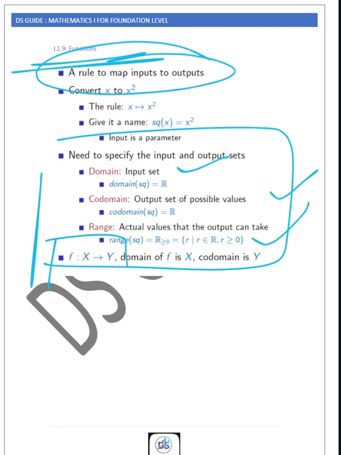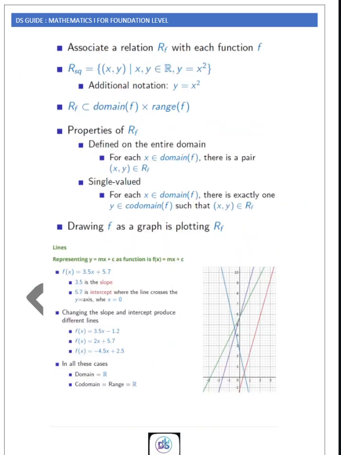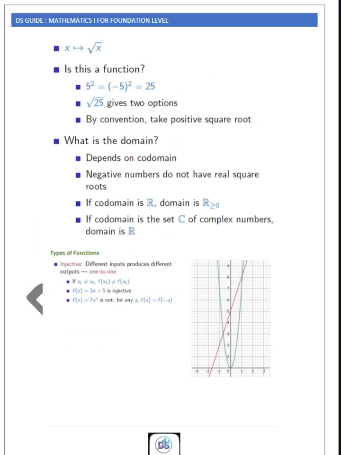How do you define the function? It is defined like this. If I say that f is defined from X to Y, that means X will be the domain and Y will be the codomain. Now a line is represented by y equals mx plus c, where m is the slope and c is the intercept. So if I write f(x) = 3.5x + 5.7, that means 3.5 is the slope and 5.7 is the intercept. And how do we get the intercept? It is the point where the line crosses the y-axis, where x equals 0.